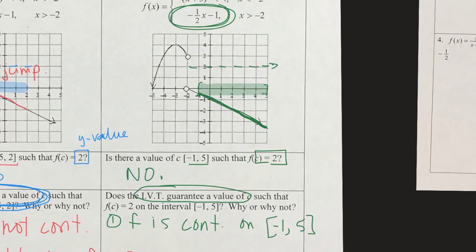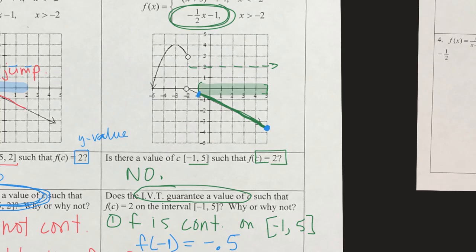But now let's look at your y values. What is your y value at negative 1? Because we have to have endpoints. So the y value at negative 1 is negative a half or so. Negative 1/2. What's the y value at negative 5? Way over here. What's our y value over there? Negative 3.5.